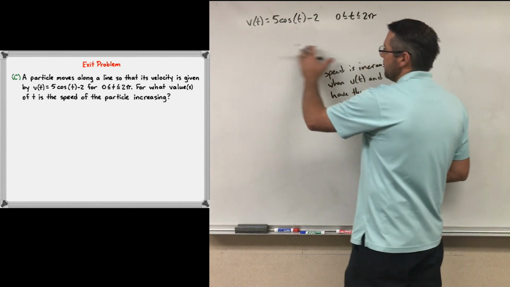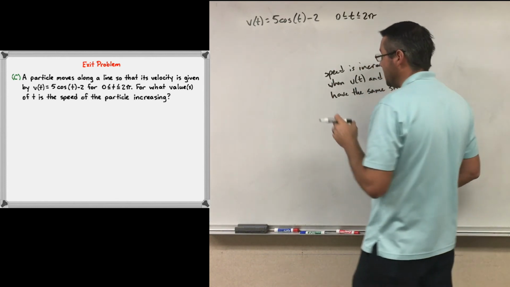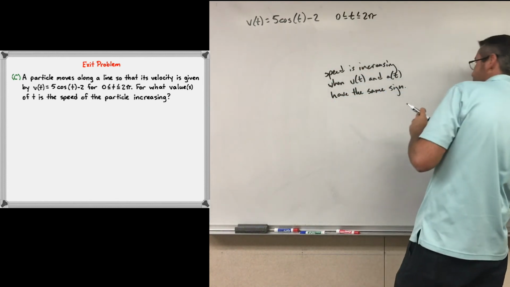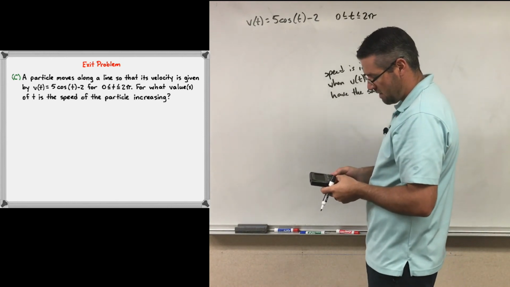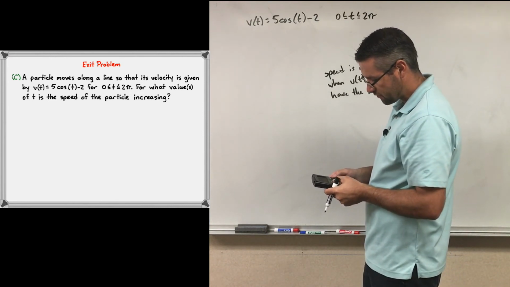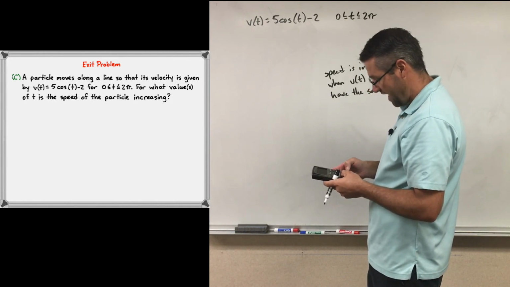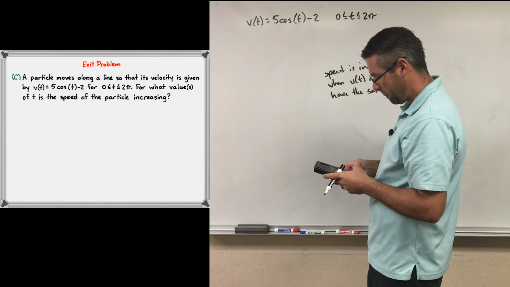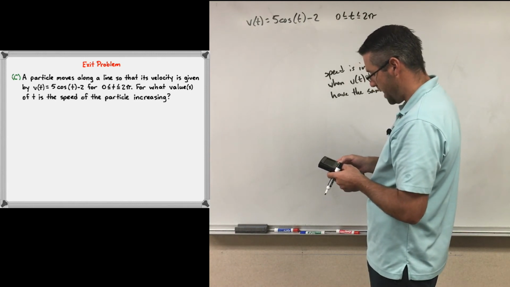Well, if I'm looking at the velocity function, I can figure out where that's positive and negative pretty quickly. But this is a calculator-based problem. So I'm going to go ahead and type into my calculator, into the y-list, 5 cosine of x minus 2. And I'm going to look at the window from 0 to 2 pi.